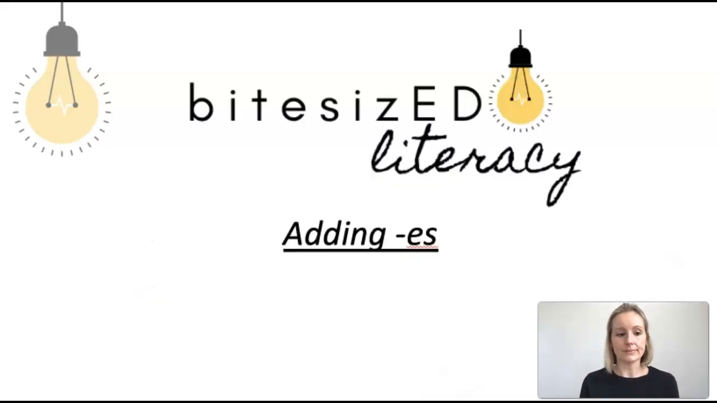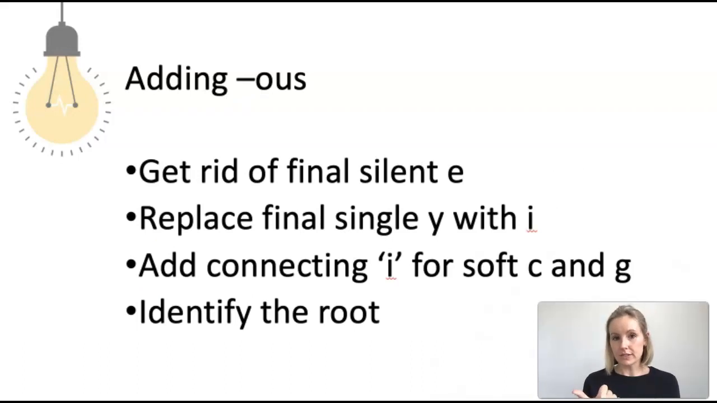So, in summary, we get rid of final silent E's. Okay, we get rid of those. We replace a single Y with an I. We need to add a connecting I to maintain soft C and G sounds. And we need to look at what the root might be to help us spell. Okay, so you can see that the way to learn this is not by learning lists of rules, but by actually analysing the words and trying to group words and find the patterns. So good luck teaching your excellent adjective words.